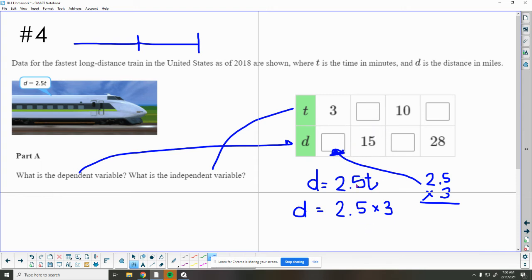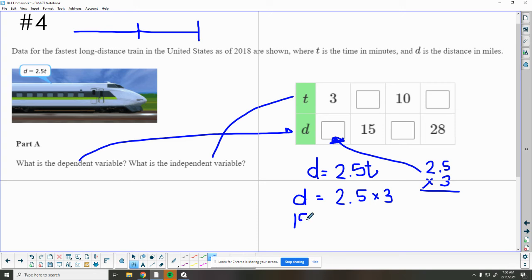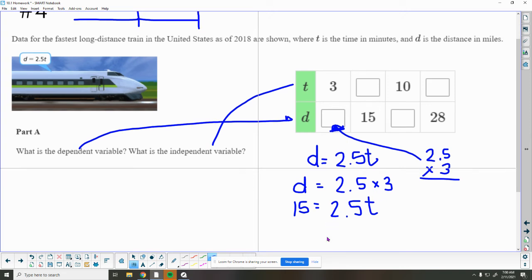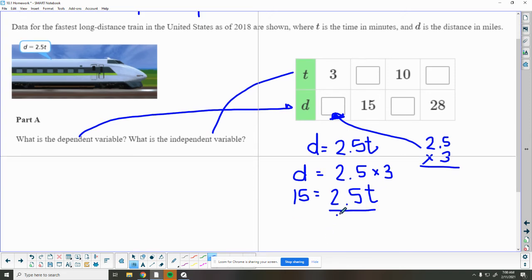So now I'm given the distance, so I'm going to plug in 15 for D, and it's always 2.5. That's the constant that it's doing every minute. But now this time we're looking for the time. The time is empty. So I want to get this T all by itself. So I'm going to divide here on both sides.